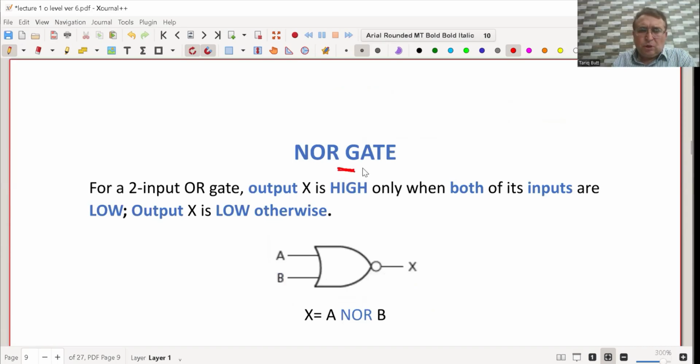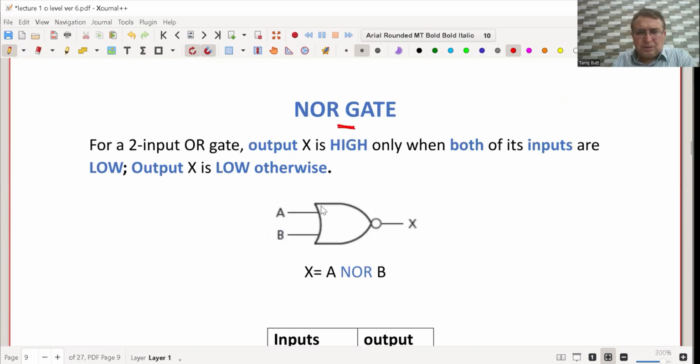Next, NOR gate. The symbol of NOR gate is this. This is the symbol of OR followed by a small circle at the output. Let's say these are the inputs. Output is labeled as, for instance, X. Fine. So its logic expression for NOR gate is written down like this. The first input, which is A, then NOR, and then the second input, which is, for instance, B. So X is A NOR B.